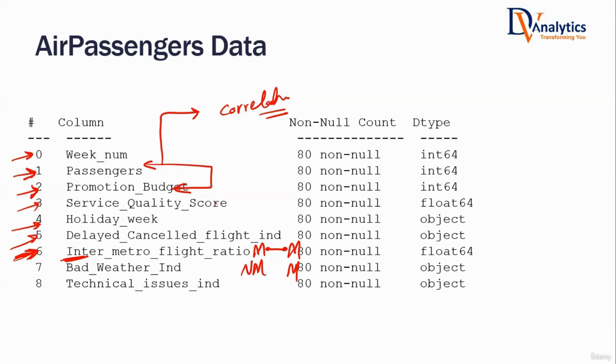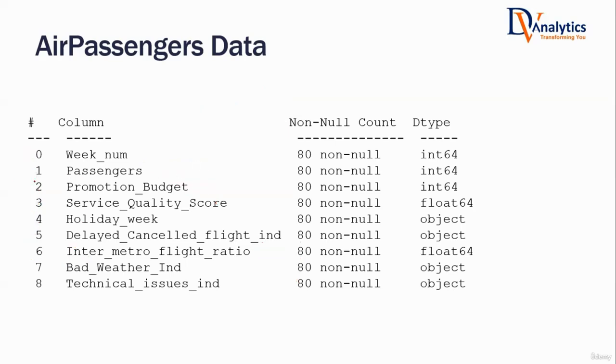Then let us solve the first question. My first question is promotional budget versus passengers. Are they associated or not? I'm your client and I asked you this question: hey, promotional budget, passengers, are they associated or not? Can you check that? Okay. So how do you do that?